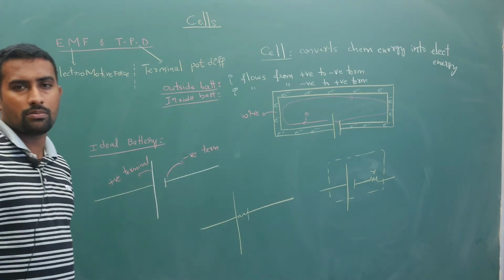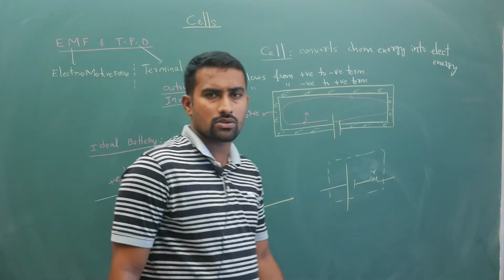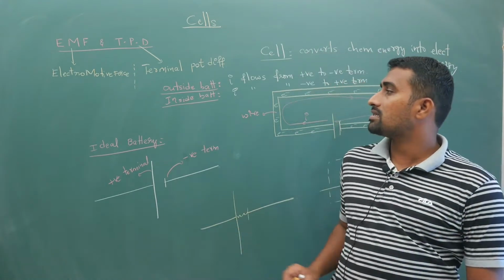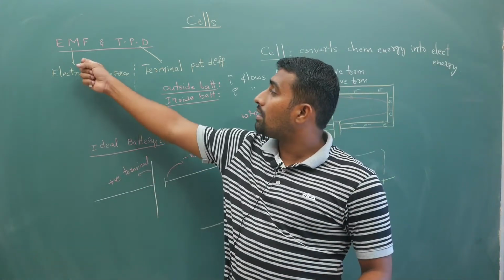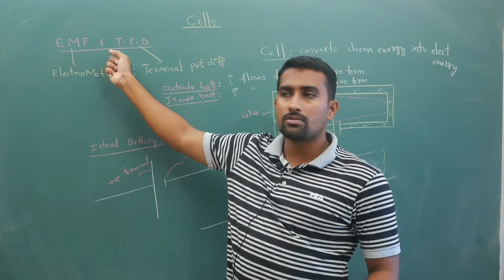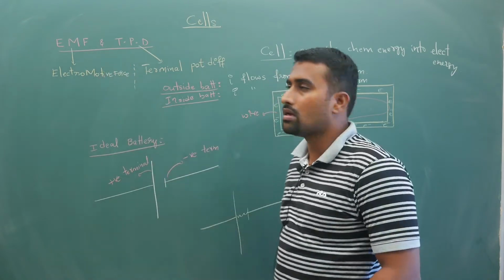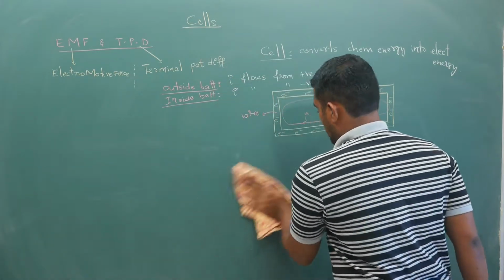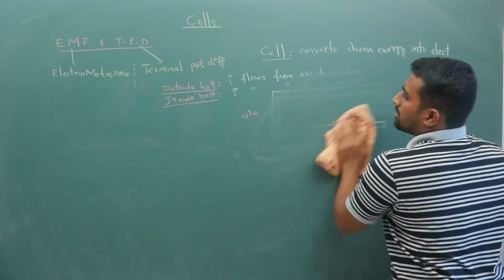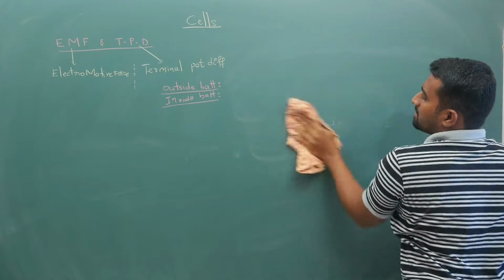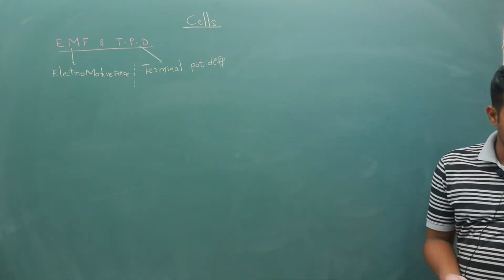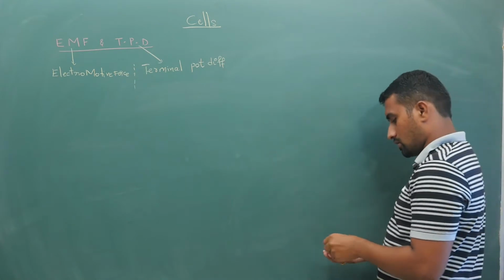This much is your basic idea of a cell. I told you the positive terminal is at higher potential and the negative terminal at lower potential; I have explained this previously also. If you have understood this much about a cell, that is enough. Now I will come to EMF and terminal potential difference. All this was just explaining what a cell is. Hope you have copied these things down. Now what is this EMF and terminal potential difference, I will tell you.